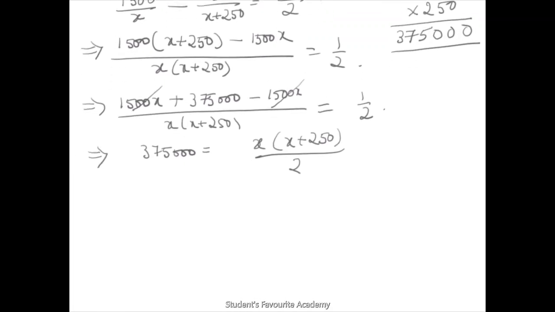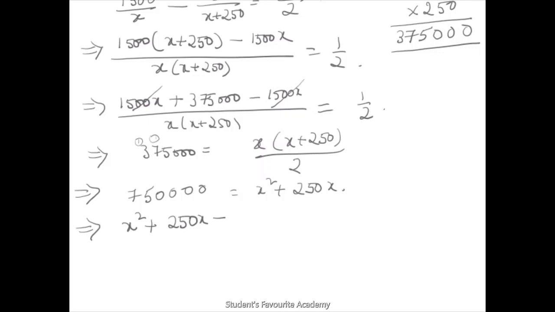Now this 2 will come this side, so it will multiply: 375000 into 2 is 750000. That is equal to x square plus 250x. If you take this also on the other side, it will become x square plus 250x minus 750000 is equal to 0.